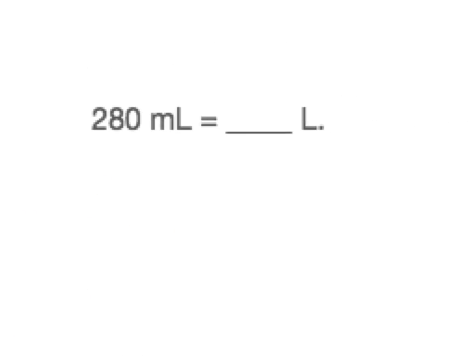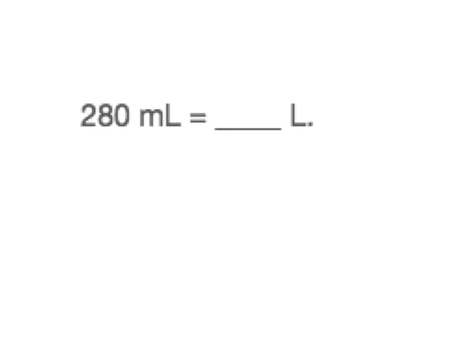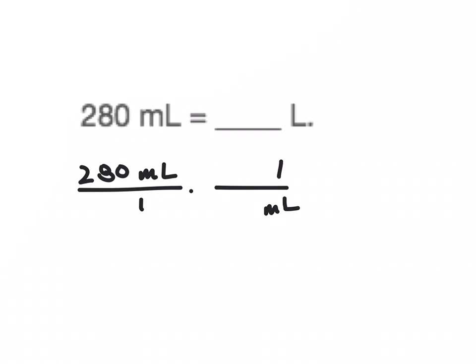All right, on the next one, we want to convert milliliters into liters. Now, what we can do here, let's do 280 milliliters over 1. We're going to multiply that by milliliters on the bottom, liters on top. Now we can do a number of different things here. If I do 1 liter is equal to 1,000 milliliters, that'll work.